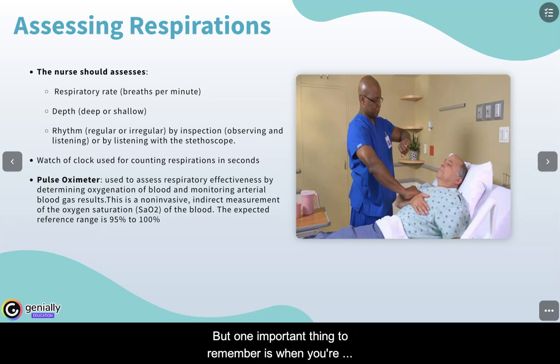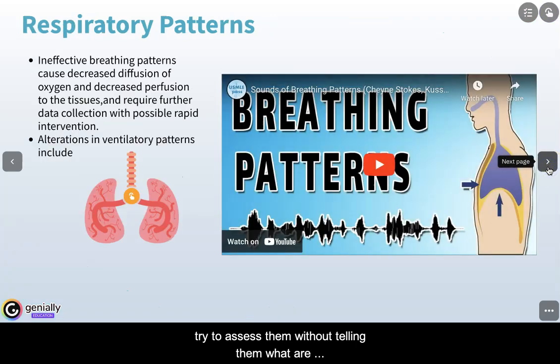But one important thing to remember is when you're assessing a patient's respirations, don't tell them that you're doing that. Just don't tell them, okay, now just breathe normally because I'm going to count and see how you're breathing. It automatically makes them a little anxious, and so it will affect their respirations. So just try to assess them without telling them.